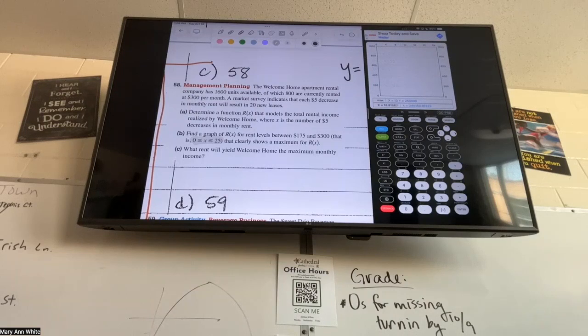Where's my graph? Do you guys see a graph on your paper? No? Where's my graph go? I should at least see something. Should I go a lot bigger? No. 20 new leases, 100, 5. Oh, did I ever put a graph in? What's happening here?